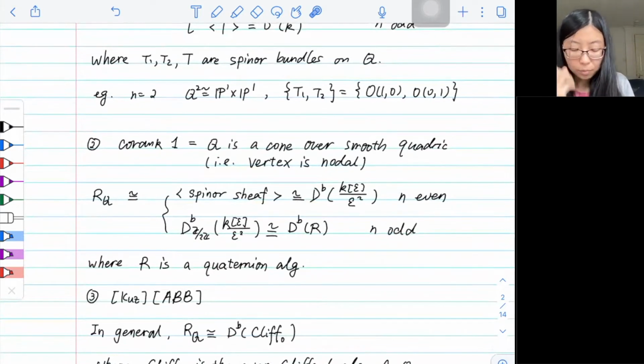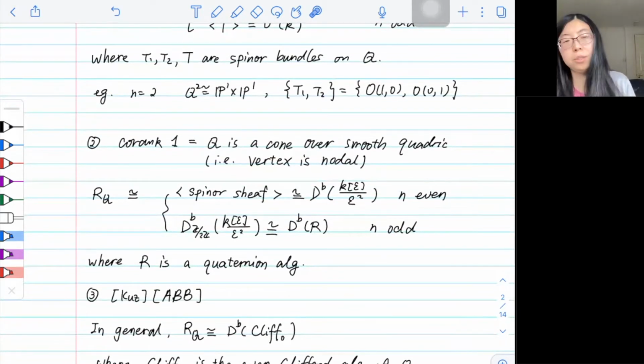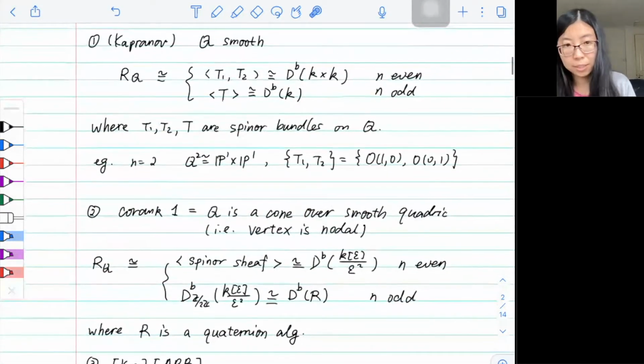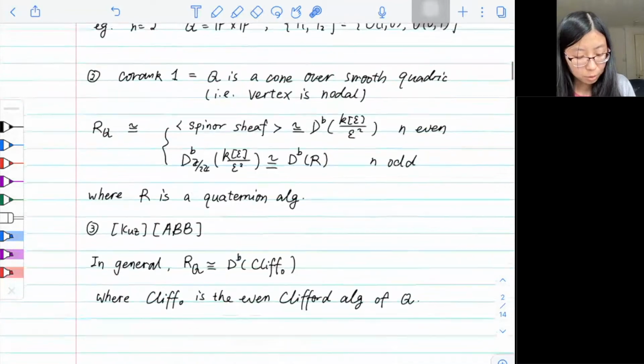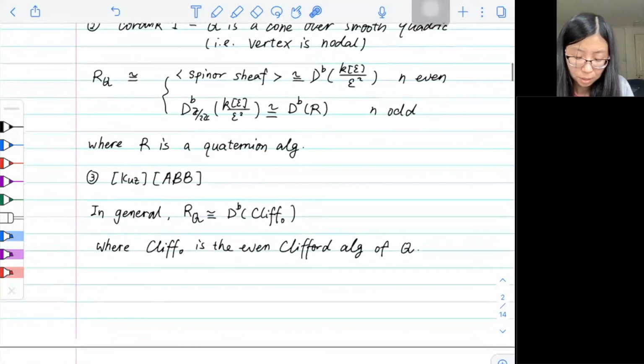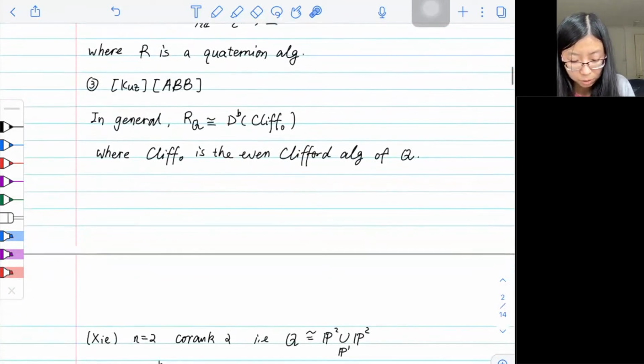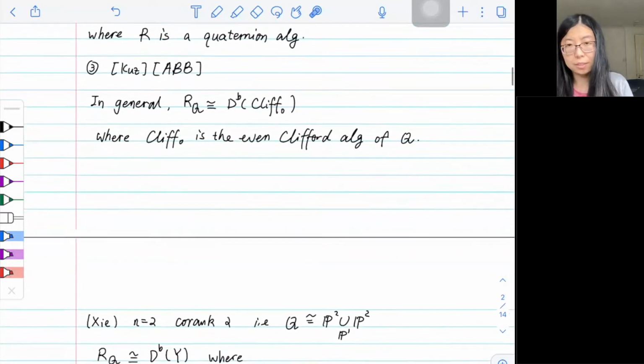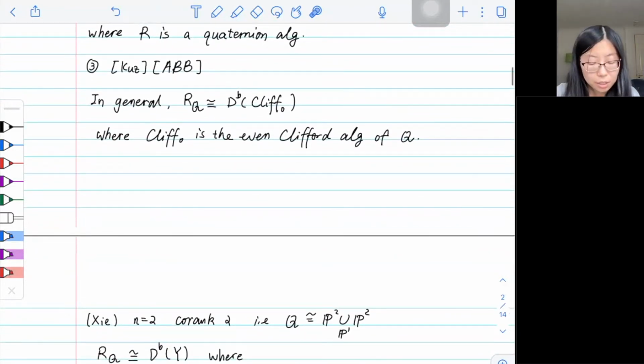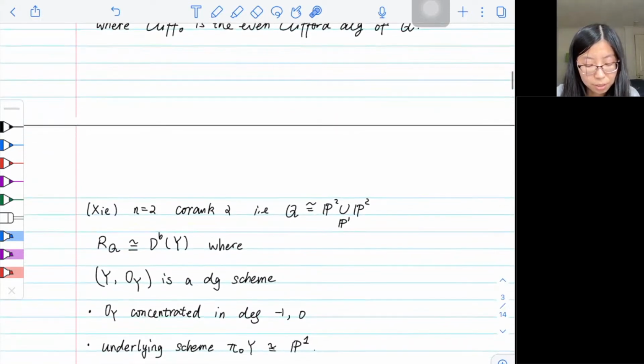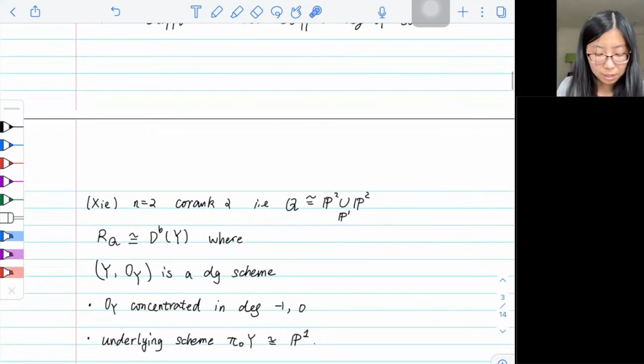Now the next question would be, what if you have a quadric of higher corank? Can you still have a nice description as in the first two cases? One of the applications of the main result here is that we can give another description in the case of a corank 2 quadric surface.